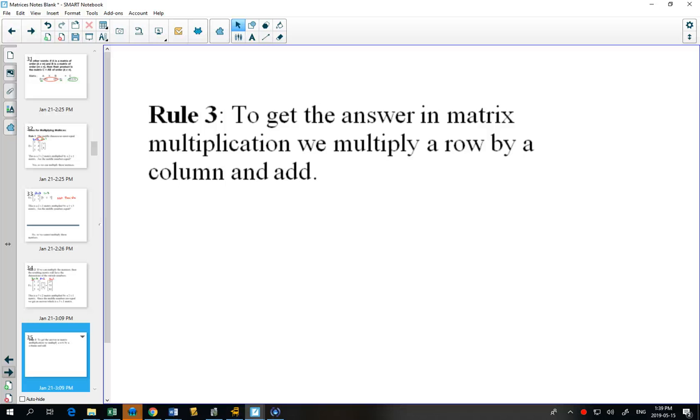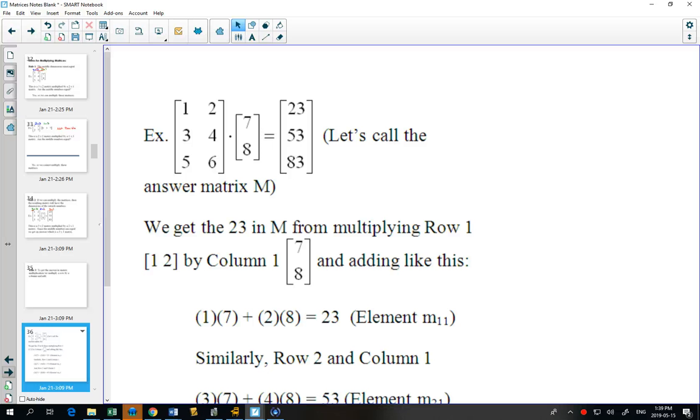And then to get the answers in the matrix multiplication, we multiply a row by a column and then add. So what does that mean? Okay, I'm going to color code things here. Our answer is a 3 by 1 because we started with a 3 by 2 and multiplied by a 2 by 1. If I want the item in row 1, column 1 in my answer, I need to take row 1 and multiply it by column 1.